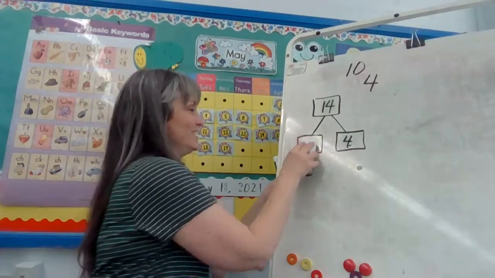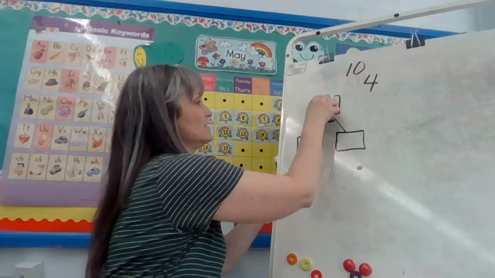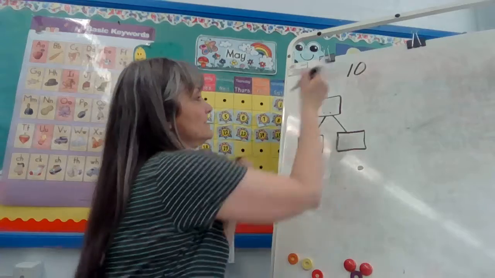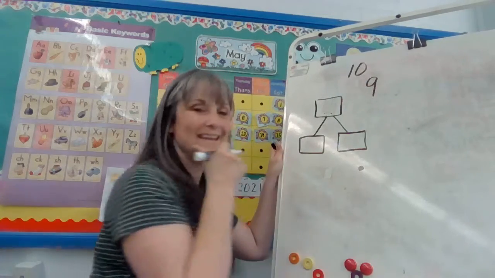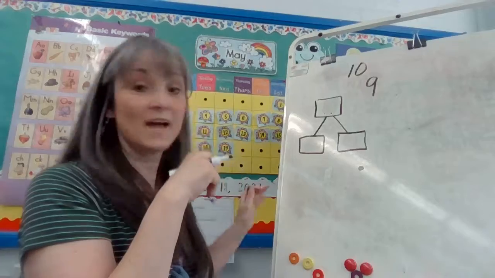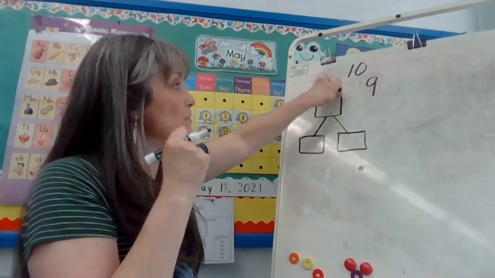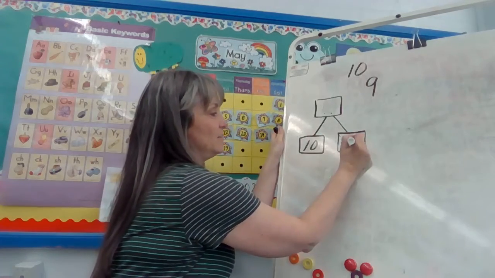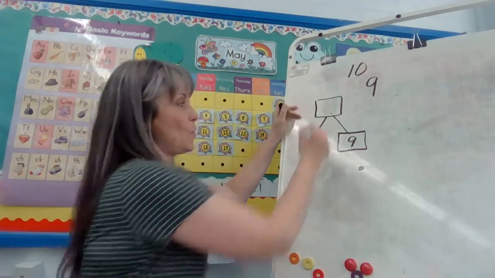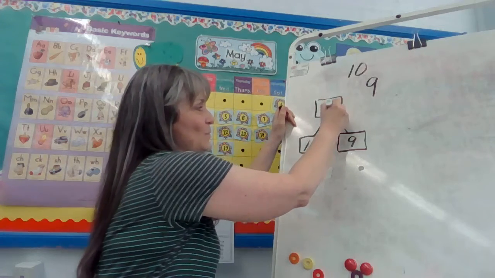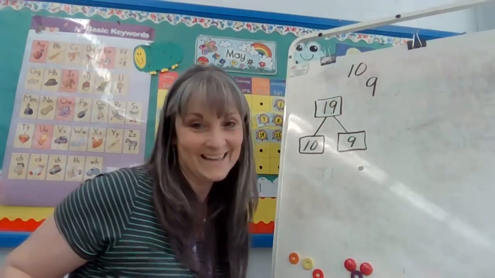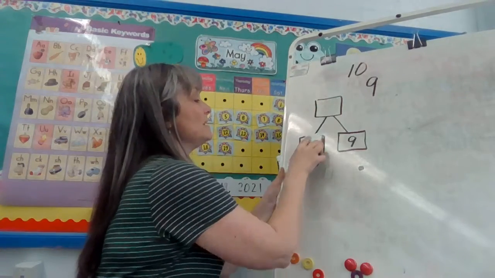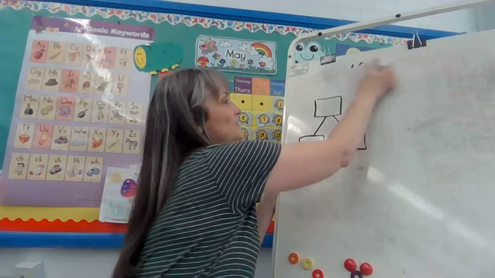All right, let's do another one. Math is so fun because it makes sense. Well, let's try this. What if they said 10 and 9? 10 and 9 are the two parts. Do you know what a group of 10 and 9 more is? One group of 10 and 9 more. What number did we make? 19. Good for you.